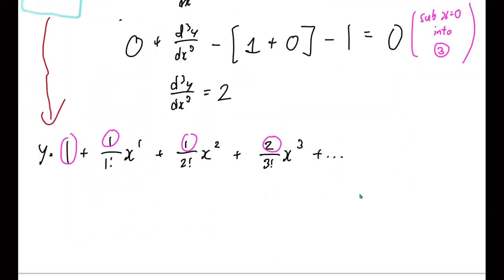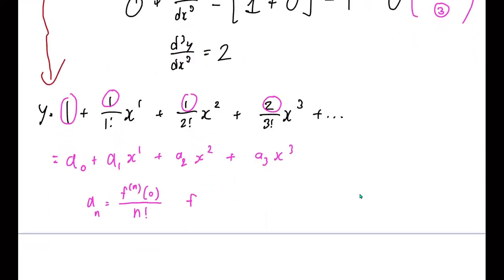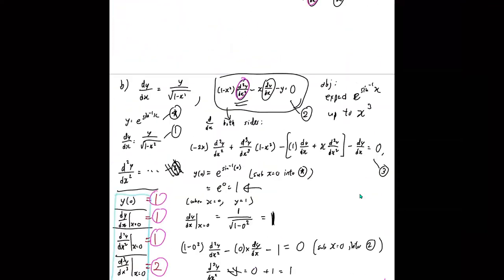Just a recap again, the formula goes a0 plus a1x plus a2x squared plus a3x cubed, where in general an equals, what is it? The nth derivative. When you sub in x equal to 0, you divide by n factorial. Okay, good. All right, then that is this part B.